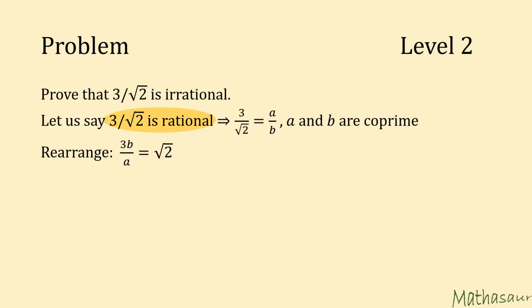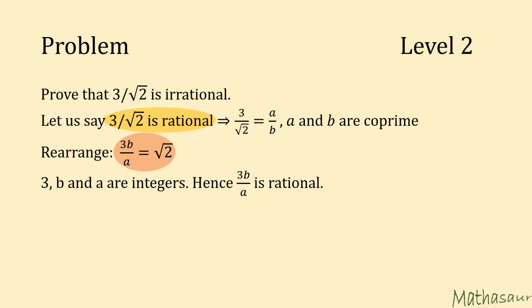Let us rearrange our equation and write it as 3b upon a is equal to square root of 2. Note that now we have the irrational number square root of 2 on one side. So this is the statement that we shall contradict. Let us see how. On the left hand side, we see that 3b and a are integers, which means that 3b by a is rational.